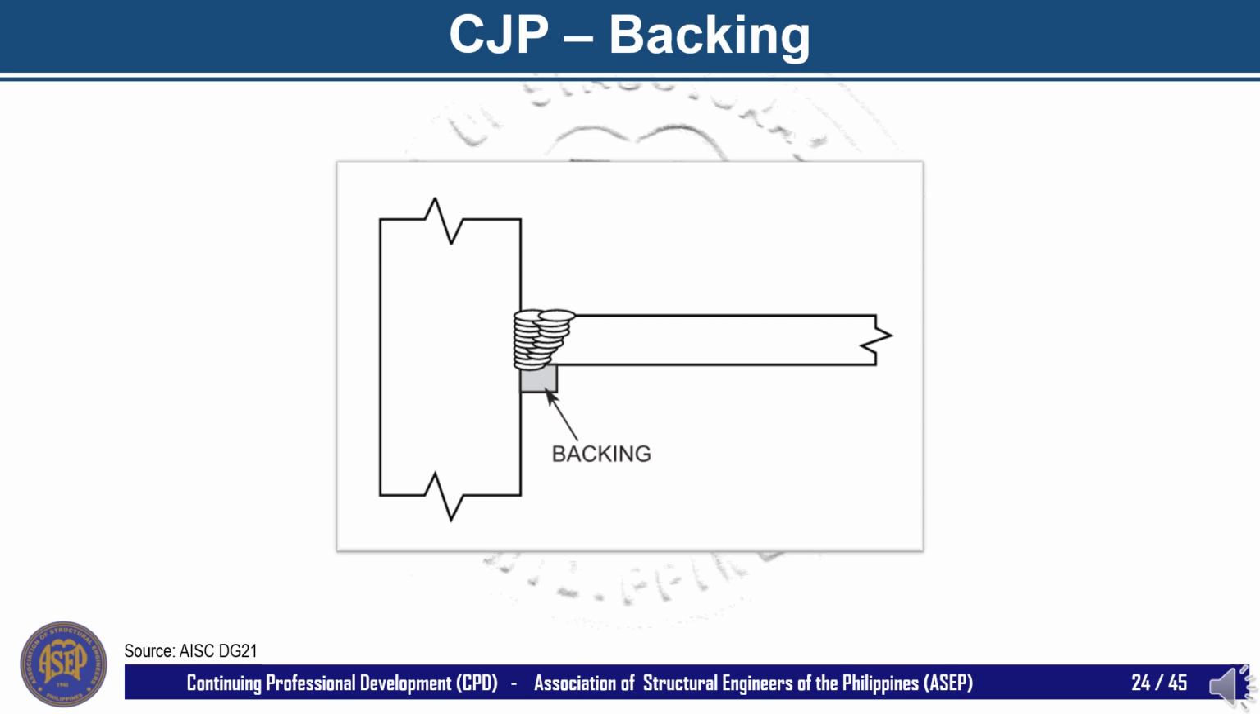Let's talk about backing in CJP welds. Backing is an auxiliary piece of material that is used to support and retain molten weld metal, as shown on this image. Although typically it is made of steel, backing may be made of other materials such as copper or a ceramic material. Backing is considered either fusible or non-fusible, depending on whether or not the weld is intended to bond to the backing bar. Again, backing is typically associated with CJP welds made from one side of the plate or the element.